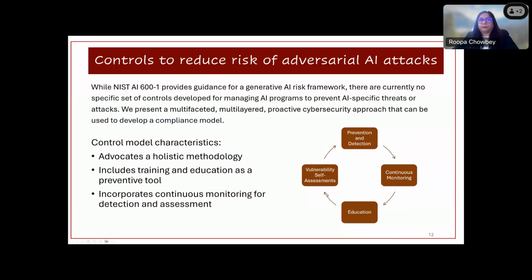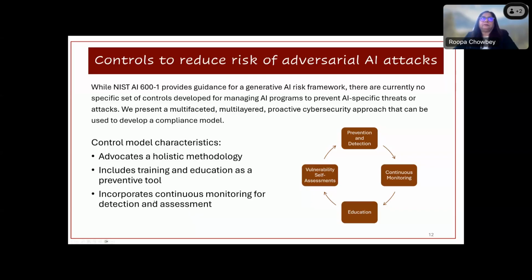So what we have seen is, while the NIST AI 600 framework is a starting point for this conversation, the deliverable from NIST has been the AI risk management playbook. The playbook is pretty generic, and we think that the framework and methodology that we will present in the following slides, in the following part of our presentation, is comprehensive and covers all aspects of preventing and combating adversarial AI threats.